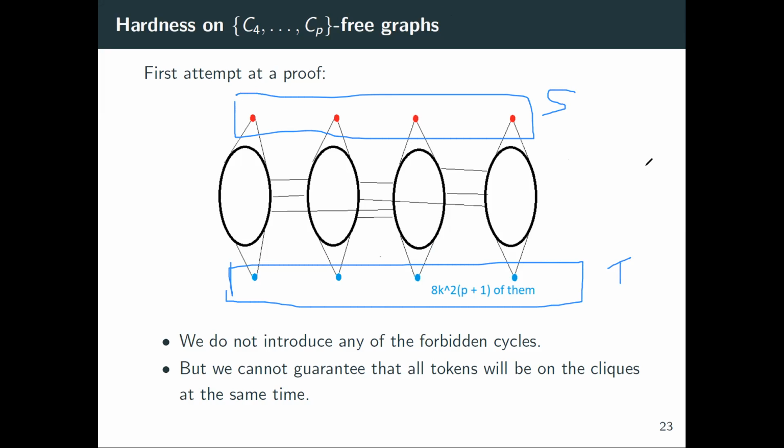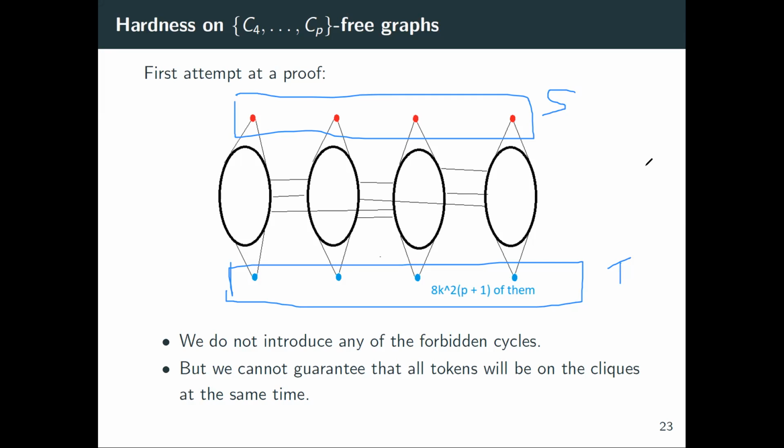And now basically we have our instance of token sliding. We want to slide everybody in S down to T. So notice that this is useful because we don't introduce any of the forbidden cycles. So we are still fine. And if we could guarantee that all of the tokens will be on the cliques simultaneously, then this will imply an independent set in the original graph, which concludes our proof.